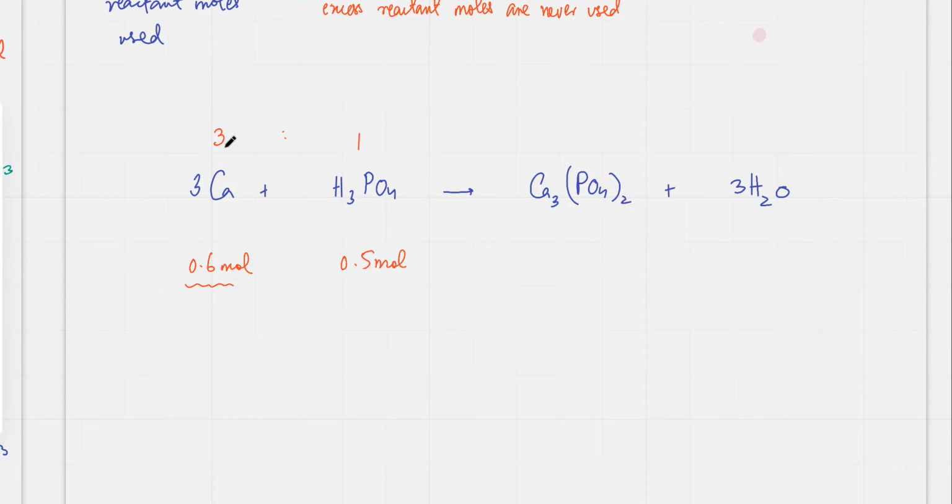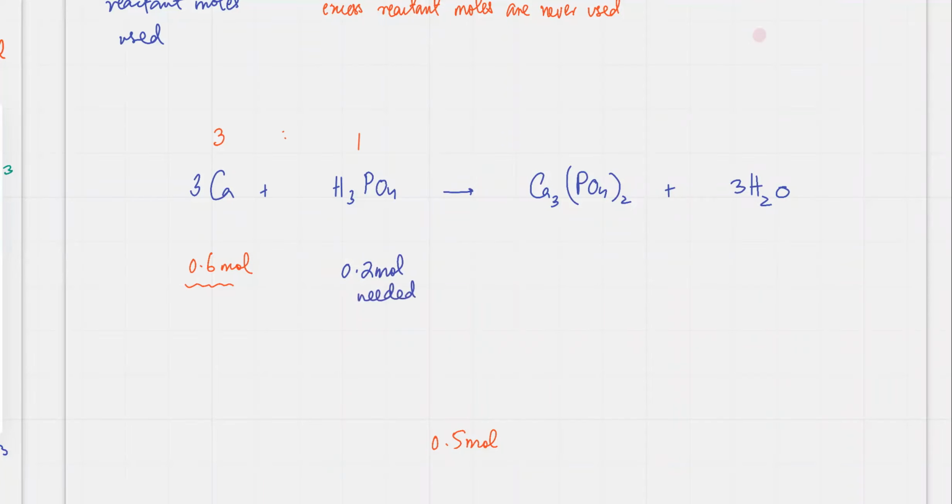It's going to be, according to the ratio, 3:1. 0.6 divided by 3 into 1. What do you get? How many moles do you get for over here? Let's say this 0.5 quantity is not there at the moment. What is the amount of phosphoric acid that is needed to react with 0.6 moles of calcium? 0.2. Okay, so that comes out to be 0.2 moles. So you just need 0.2 moles.